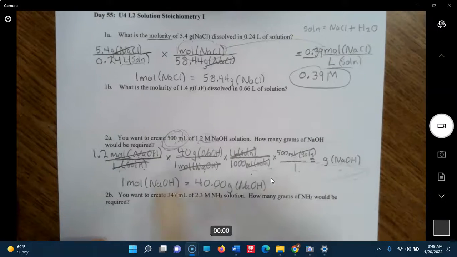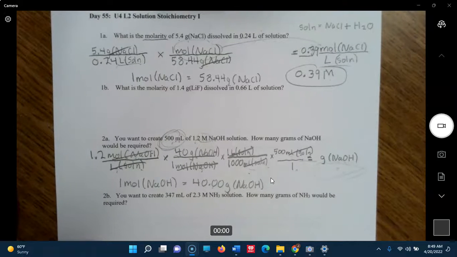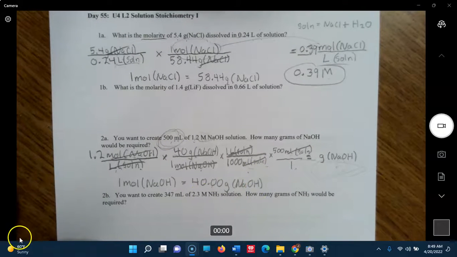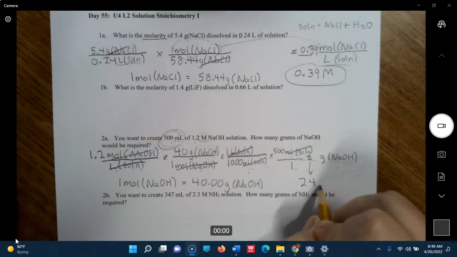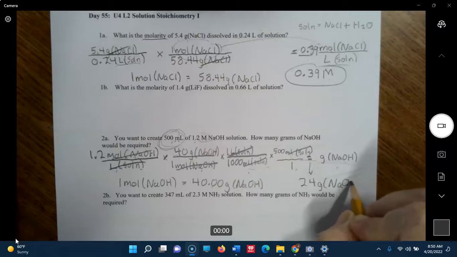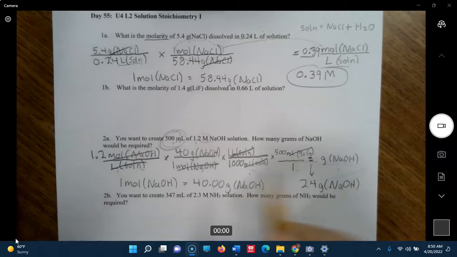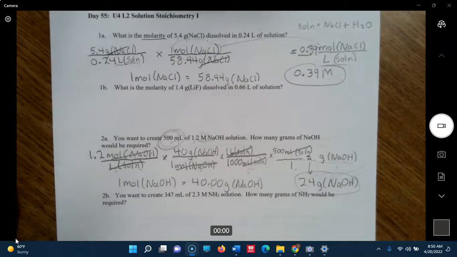So it's 1.2 times 40 times 500 divided by 1,000. And if you come and write the answer down here, that gives us an answer of 24 grams of NaOH. That's how many grams you'd have to measure out on the scale to get 500 milliliters of a 1.2 molar solution. Okay, so that takes care of that.